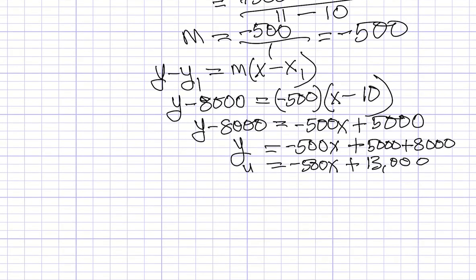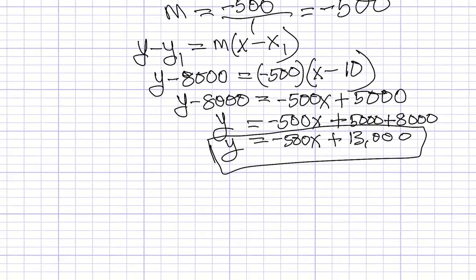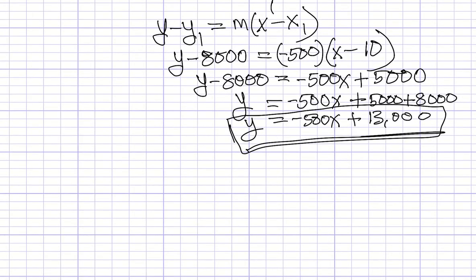All right, so basically we found it. That's what we're looking for there. That's the equation that models the problem. Once you get the equation, this is slope intercept form, where the slope is negative 500 and the y-intercept is that. So with that you can draw the graph, but we don't need to draw the graph. Okay, so that's what we are given there.